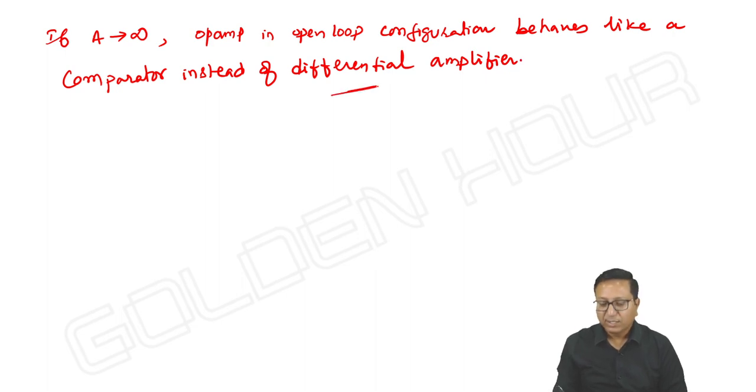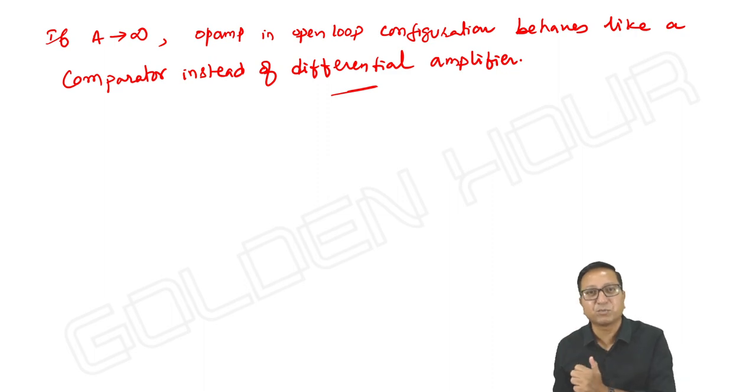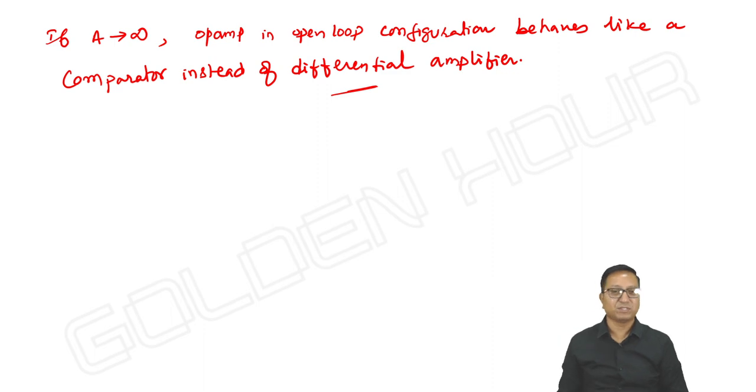Okay, then how can we use the op amp as an amplifier? Ideal op amp I'm speaking, gain is infinity I'm saying, and as the gain is infinity, it cannot give infinite output. What it is giving? It is giving either V saturation or minus V saturation. That's it.